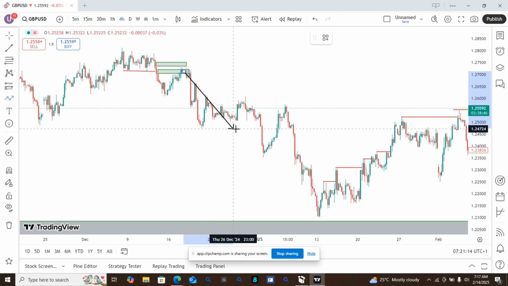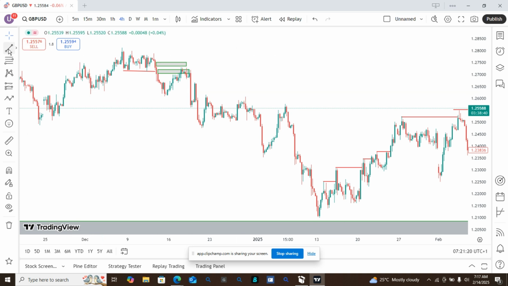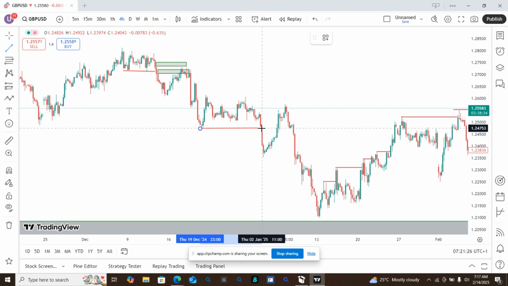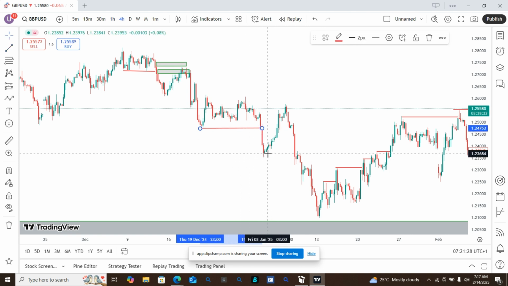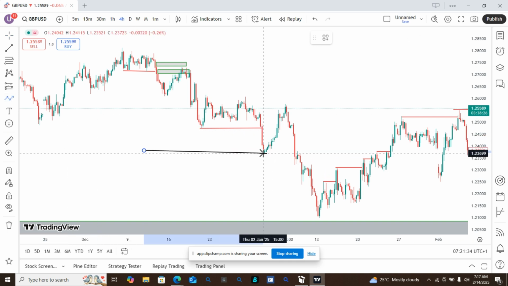You can see it break below this zone. Let me mark it so that you see these things clearly. Price breaks below this zone, okay, and created a new lower low. This is a new lower low now. This is a new lower low. This place is a new lower low now.